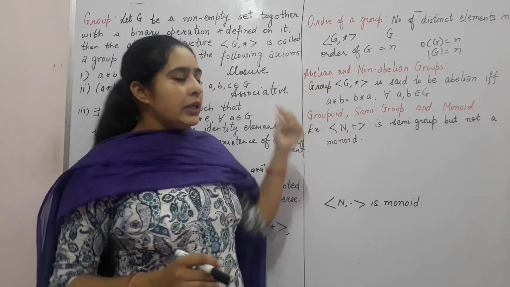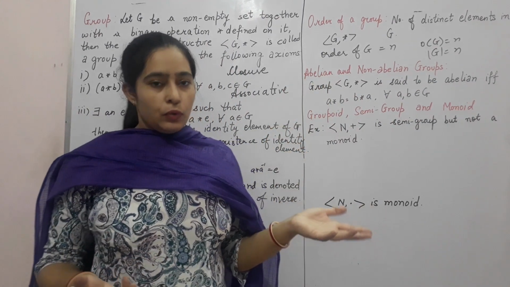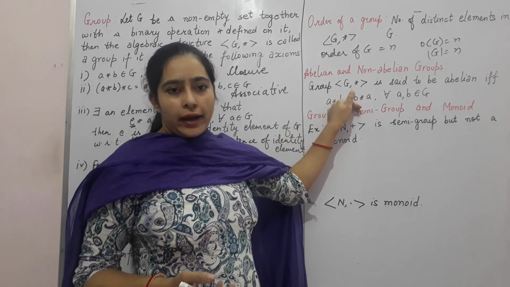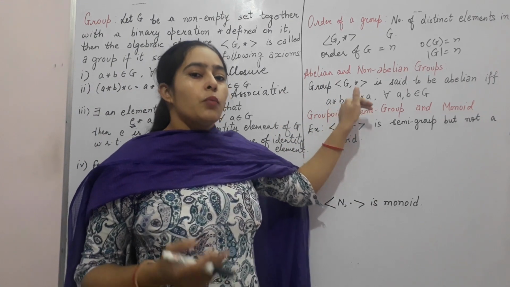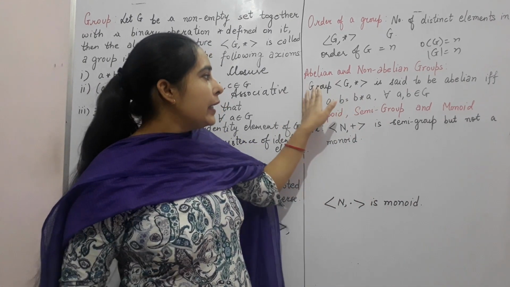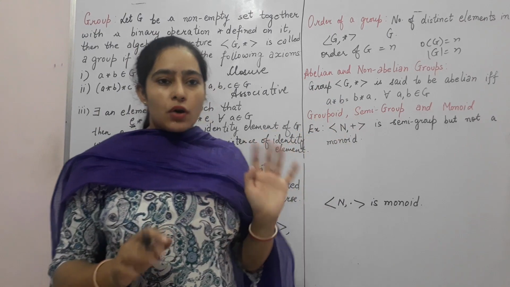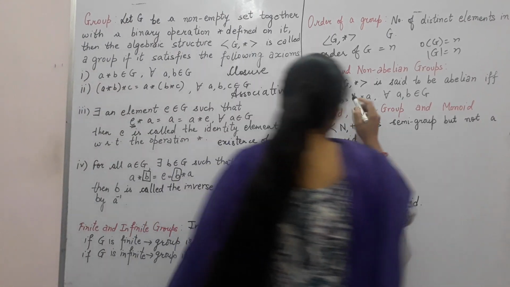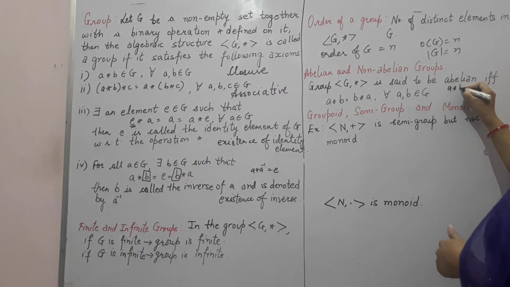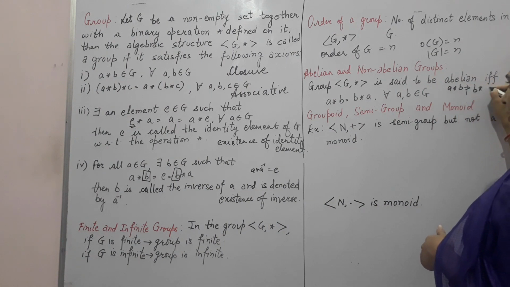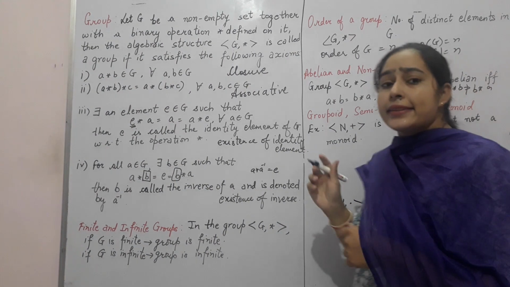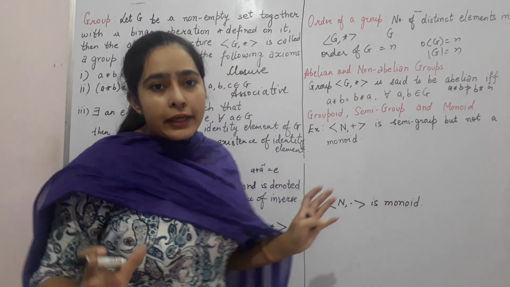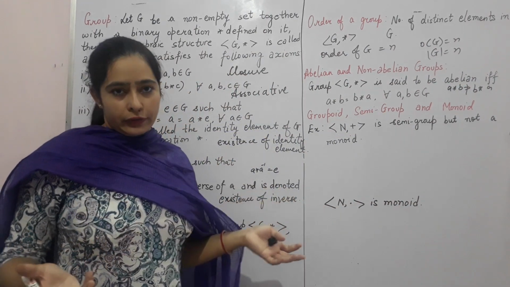So instead of abelian we can say commutative group also. If this property is satisfied, then the group will be known as a commutative group or abelian group. If this property is not satisfied, that means if A star B is not equal to B star A for all A belongs to G, then the group will not be abelian, or we can say it is non-commutative.